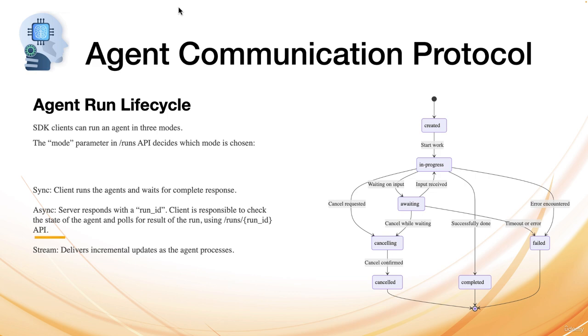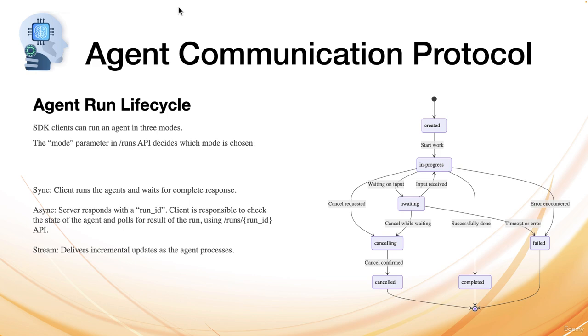In async mode or asynchronous mode, server responds with a run ID only, and the client is responsible to check the state of the agent and poll for the result of the run. And it does it by making an HTTP GET call to /runs/run ID, and run ID is the ID of the run. The third mode is stream. A stream is basically another form of agent run await. In a stream, the agent delivers the incremental updates as the agent processes.